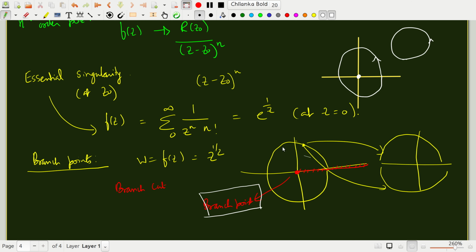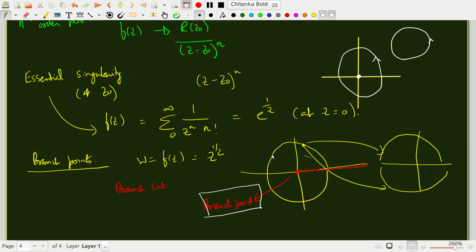Why are singularities important? You know that in order for a function to be analytic, it should be single valued. So the branch point singularity is important because unless you decide on a branch cut, you cannot ensure that the original function remains analytic. Otherwise, the function will become multiple valued, and that will not remain analytic.